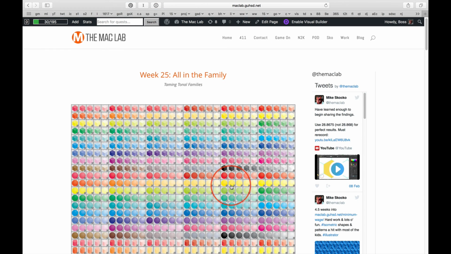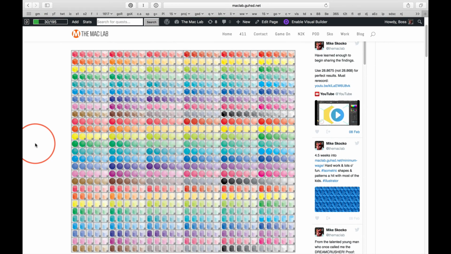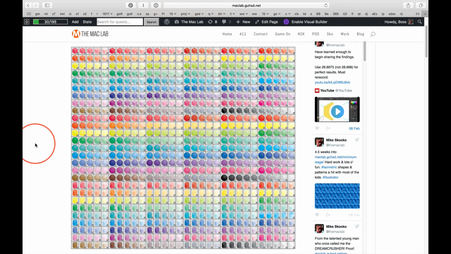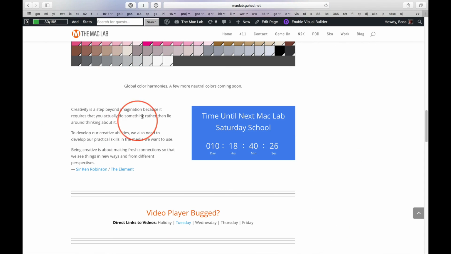this is what I want you to think about. We're doing something new, and it's hard to do something new. There's a lot of mistakes. There's a lot of hit and miss. And if you pay attention to this quote here, actually there are 3 separate quotes from Sir Ken Robinson's book. Read this, because this is what the Mac Lab's all about.